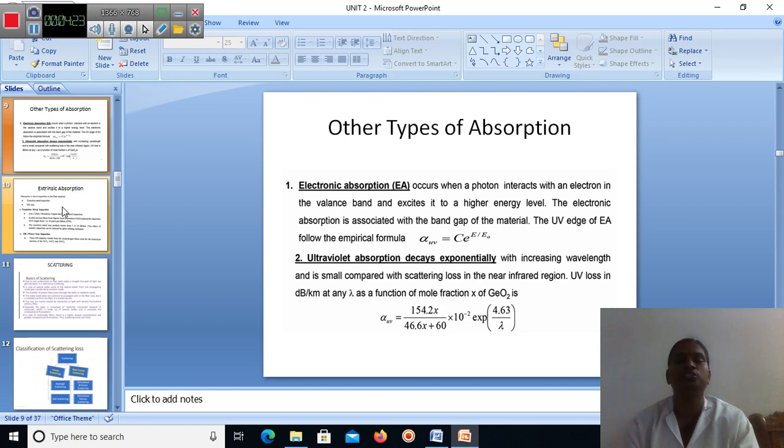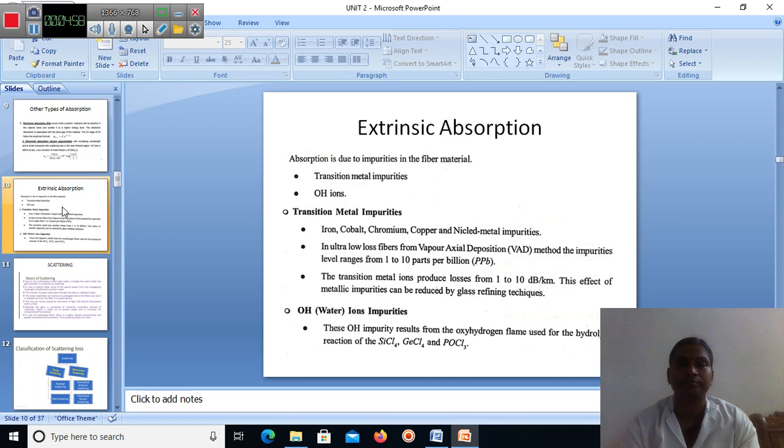The UV edge of electronic absorption follows the empirical formula alpha UV equals C times e power E by E0. Second, ultraviolet absorption decays exponentially with increasing wavelength, and it is small compared to the scattering loss in the near infrared region. UV losses can be represented as alpha UV equals 154.2 times x divided by 46.x plus 60 times 10 power minus 12, exponential of 4.63 divided by lambda.